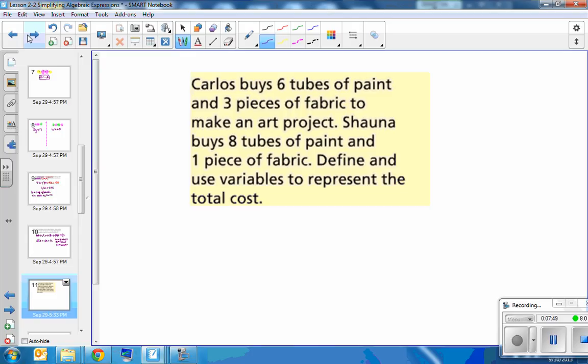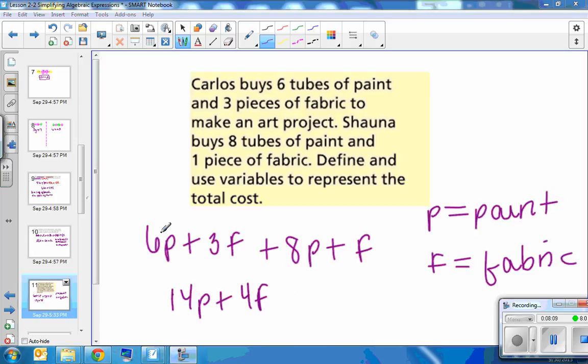So here it says Carlos buys 6 tubes of paint and 3 pieces of fabric to make an art project. Shauna buys 8 tubes of paint and 1 piece of fabric. Again, define the variables and represent how we'd find the total cost. So we have 6 tubes of paint plus 3 pieces of fabric plus 8 tubes of paint plus 1 piece of fabric. P equals paint, F equals fabric, so you get 14P plus 4F. If you're using different variables, that's fine. You just need to make sure you define your variables.